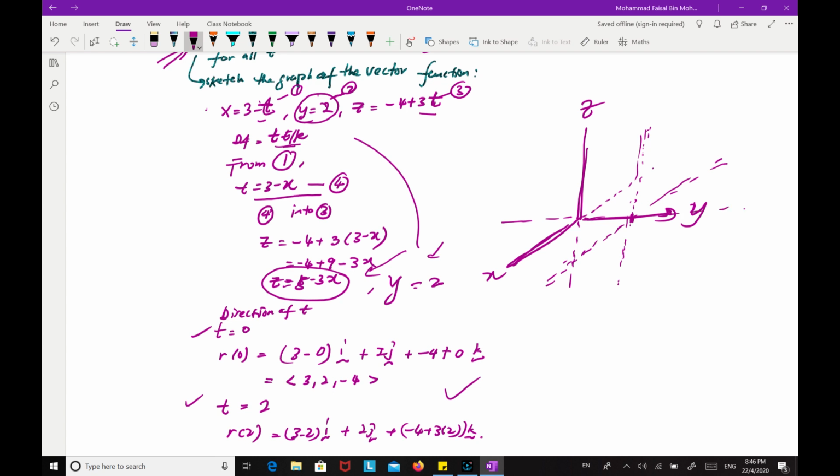Okay, so this is y equals 2, and then what I have is z equals 5 minus 3x. Okay, from here, from z equals 5 minus 3x, if x is 0, z is 5. If x is 0, z is 5, which is here, 5.